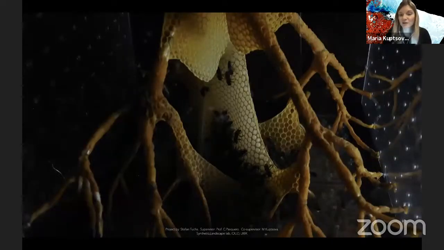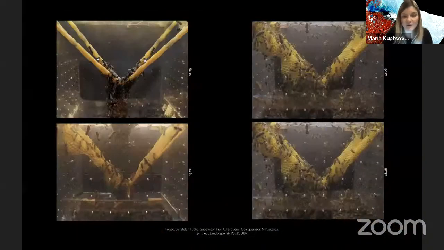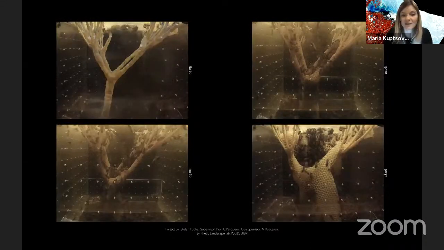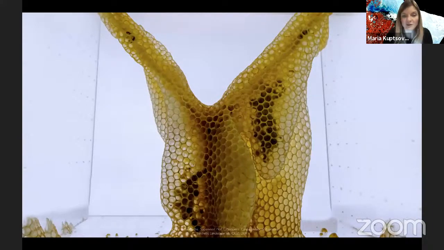And Stefan is doing, on his personal farm, where he's producing honey, some experiments and tests in order to see how we could understand the structure and the logic of the bees' formations in order to apply it to his proposal.